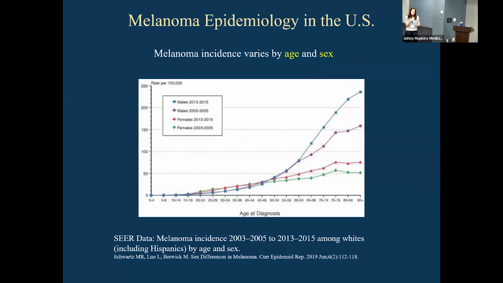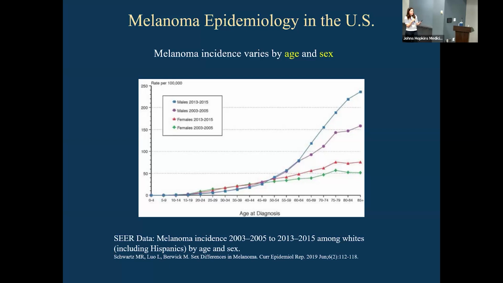And interestingly, the incidence of melanoma varies based on age and sex. And this curve has played out for the last several years. You can see on the left column is the incidence rate per 100,000, and the x-axis is the age at diagnosis. These are 2 different time groups, so 2003 to 2005 and 2013 to 2015. And this is among Hispanic and non-Hispanic whites in this database. And what we see is something interesting happening between ages 40 and 50, where before age 45, melanoma is more common in young women. And then after age 45, it's more common in older men.